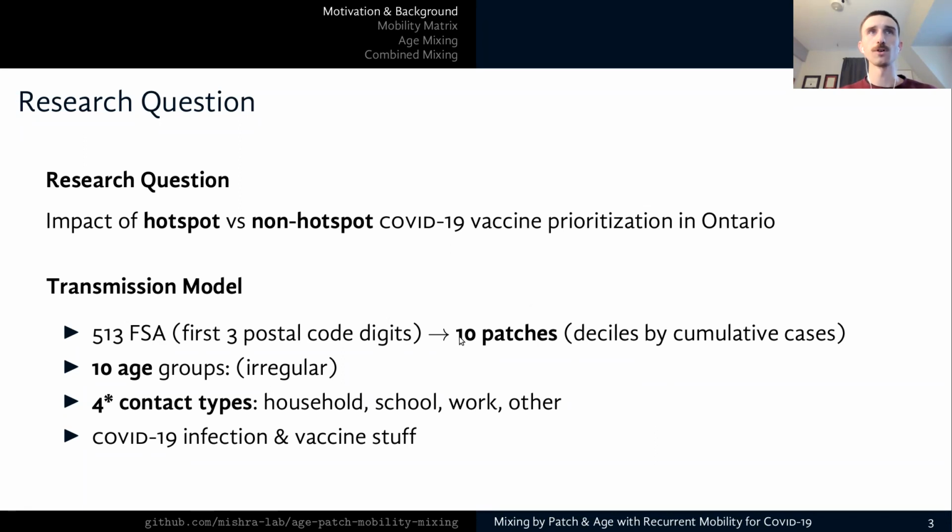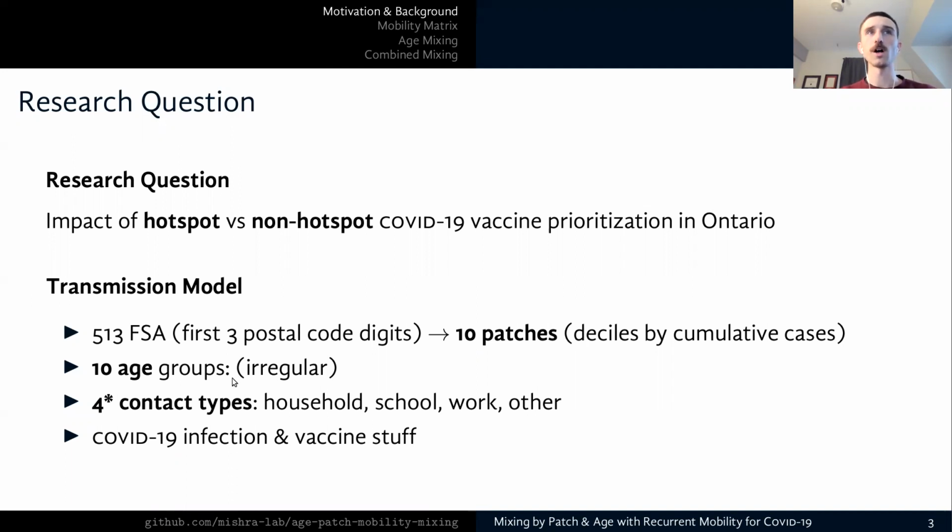Those neighborhoods have been grouped into super patches, which may not be connected in a physical sense, but for the purpose of the modeling, the heterogeneity in risk according to those different incidence deciles is the key stratification that we're interested in. That's the way we've stratified the population with respect to geography. The population is also stratified by age, and those age groups are irregular. They're not necessarily 10-year groups, and that's according to the vaccine rollout eligibility over the various months throughout the pandemic. So that's the other stratification.